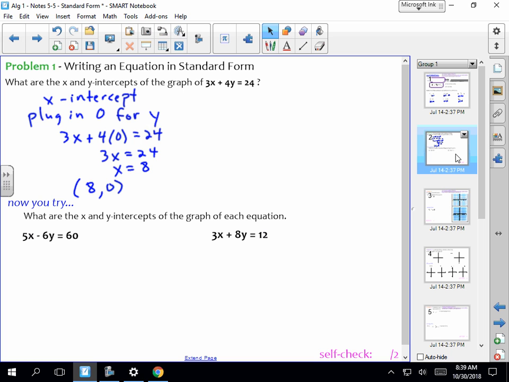And we're going to ask you to write the x and y-intercepts as coordinates and then graph them, plot them on the xy grid, and then draw in the line.